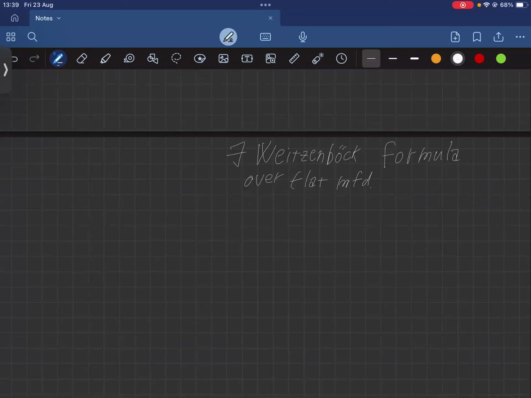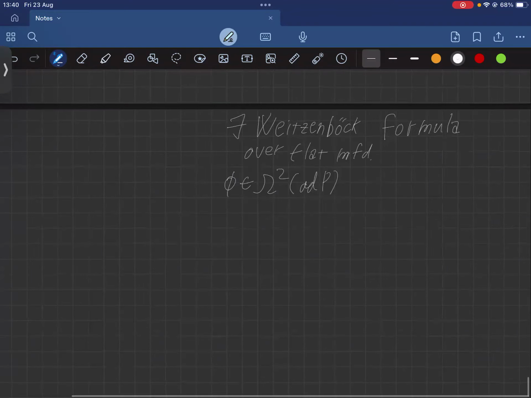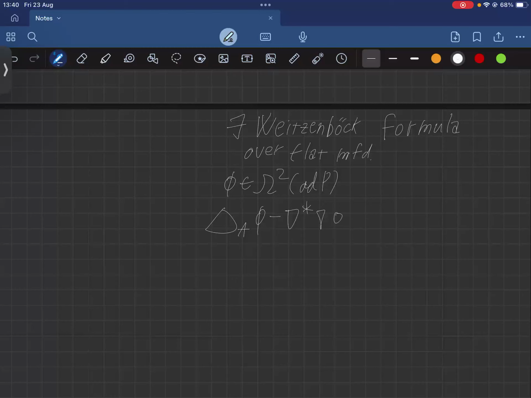So let's say we have phi, which is a two form with values in the adjoint bundle. And what we get is that the Laplacian coming from A of phi minus the other Laplacian operator I just defined is equal to this special curly bracket, which, as I mentioned before, is a zero order operator. So this is zero order.